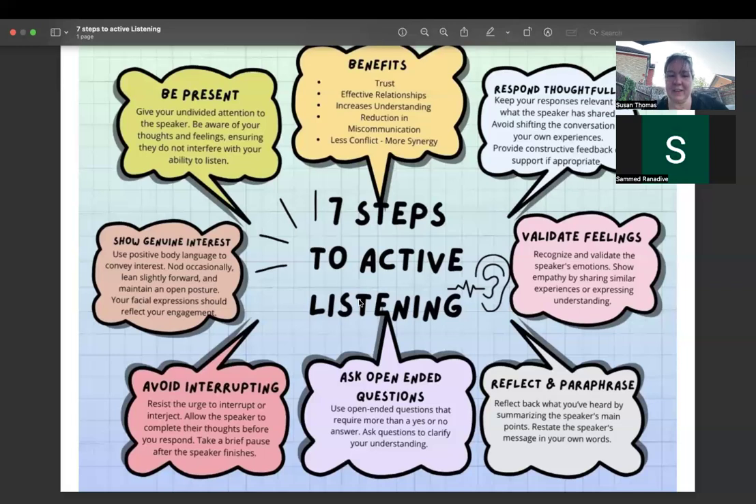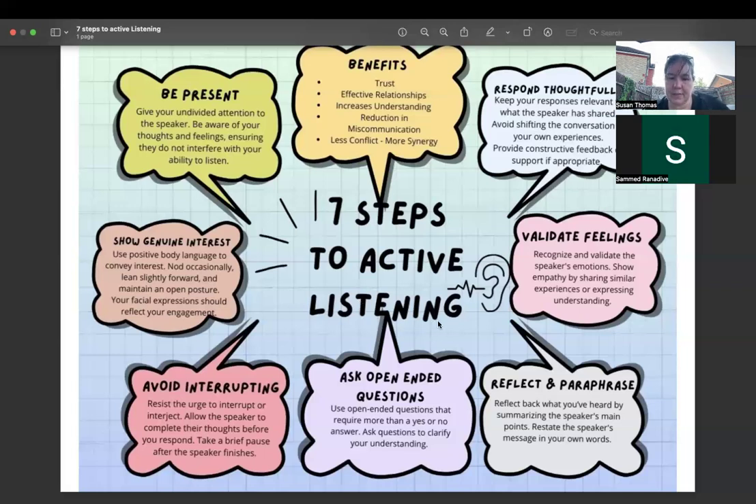So we need to allow the speaker to complete all their thoughts before we respond. Then it's really good practice to leave about 3 seconds. Say someone finishes speaking, and then you leave about 3 seconds so you can formulate a really thoughtful response, and also allow the speaker, if they haven't quite finished, to add something else. So you get every piece of information out of them.